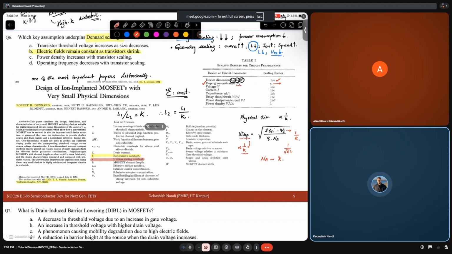So that is why we used something called hybrid scaling. I do not know if I will have time. If I have time, I will discuss this in the summary session. So current scales with 1 by K. Just put the formulas and check: delay Q by I, power VI, power density VI by area. Everything you check.